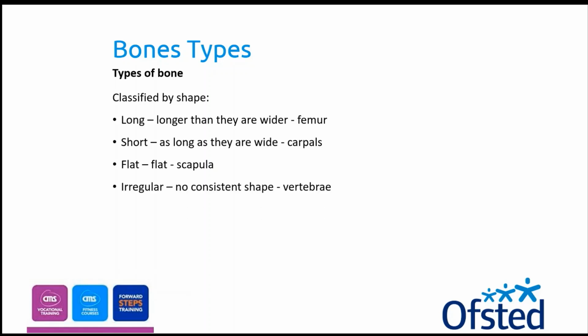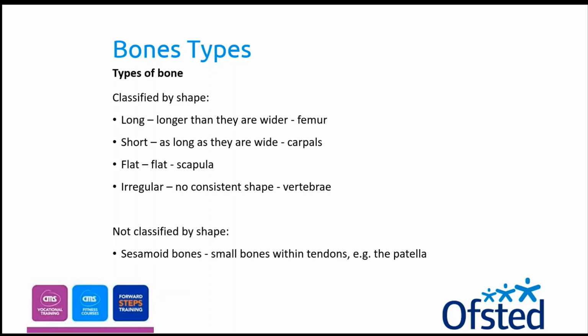An irregular bone means that they are irregular, and there's 33 of them in your body because you've got 33 vertebrae, so every single one of your vertebrae is a slightly different shape, and therefore it's classed as an irregular bone. And then the final one is what you call a sesamoid bone, and sesamoid means seed-like, so it's a seed-like bone that's found within a tendon, and the example in your body is the patella, or your kneecap, will be classed as a sesamoid bone.